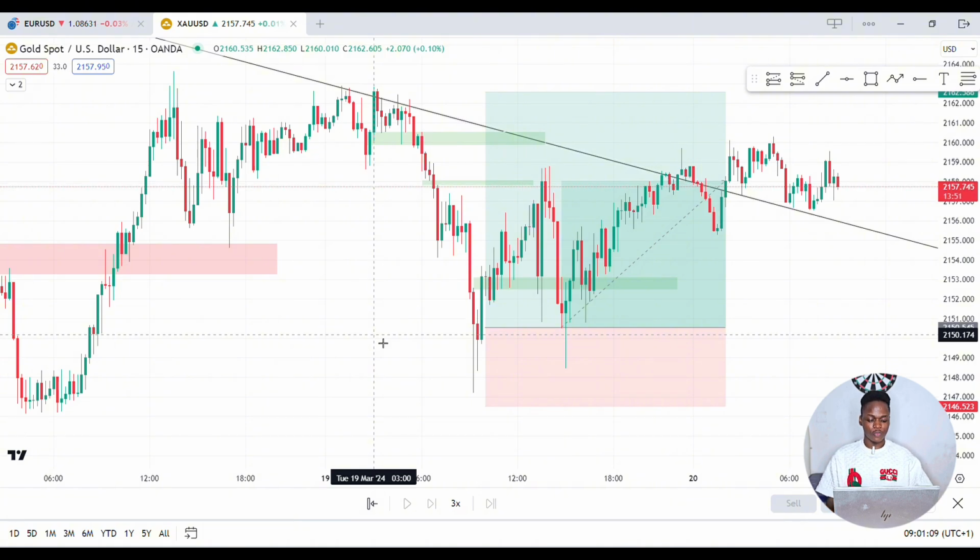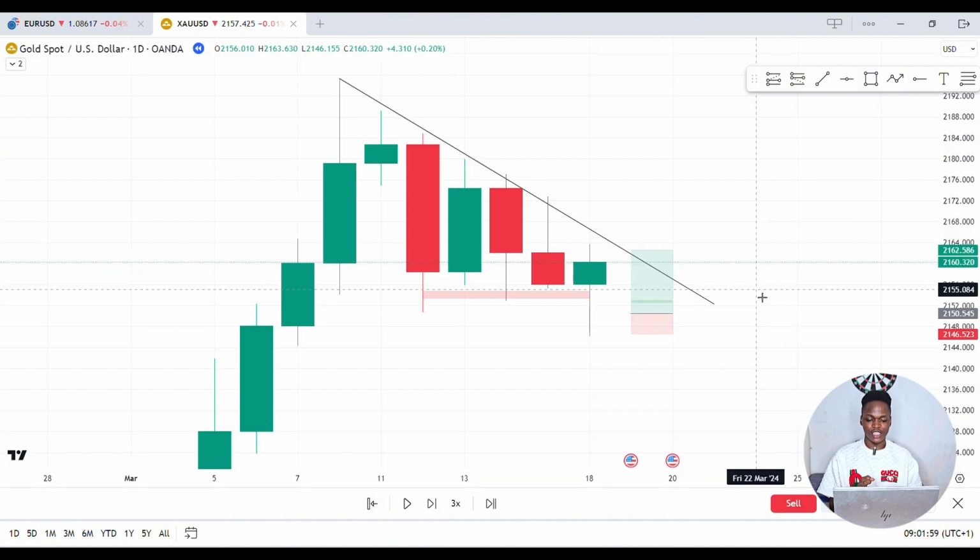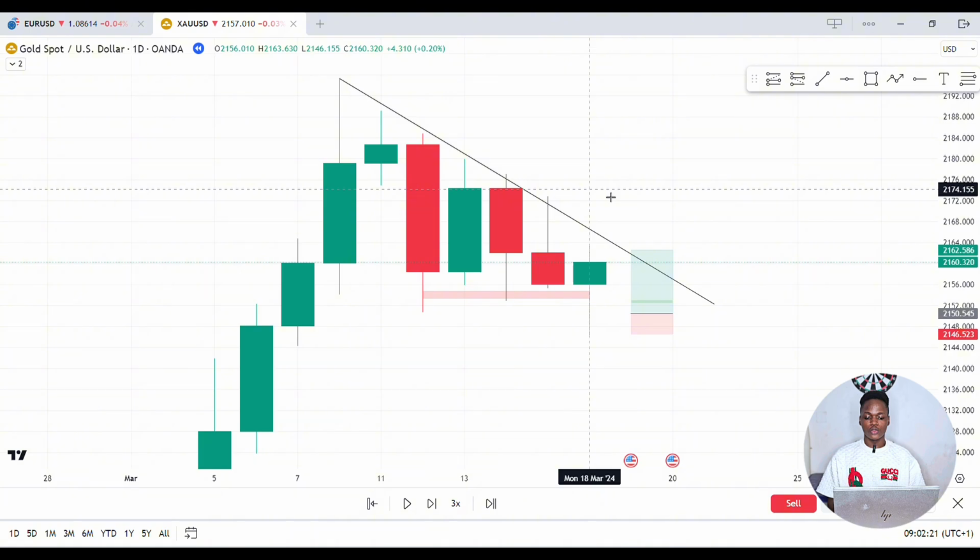As usual, we first of all switch to the daily time frame. We've done the analysis for EURUSD and GBPUSD. Now let's see how we're able to do our top to down analysis for gold. So listen attentively and make sure you understand how I was able to analyze this gold, because if you can analyze gold, you are going to be a very perfect trader.